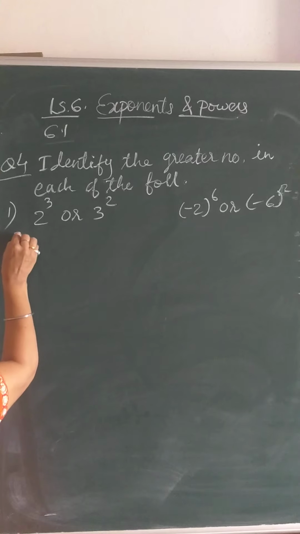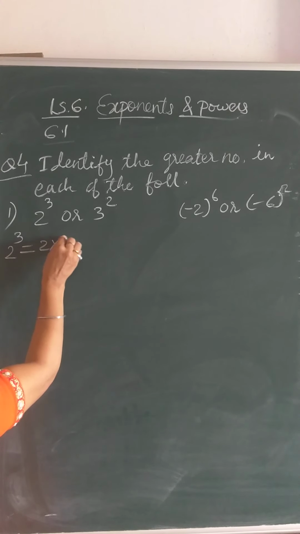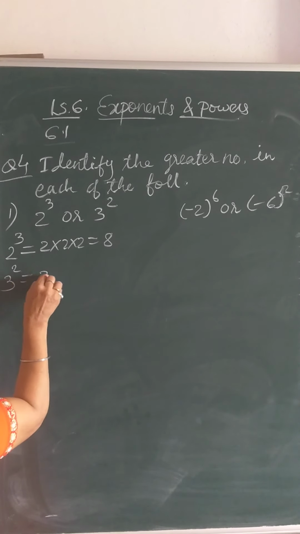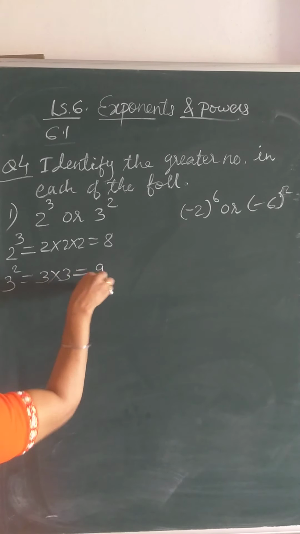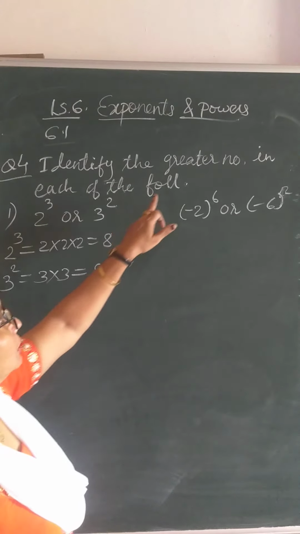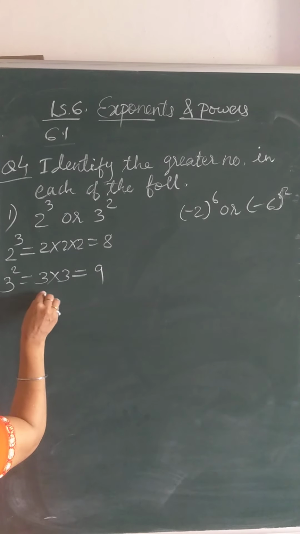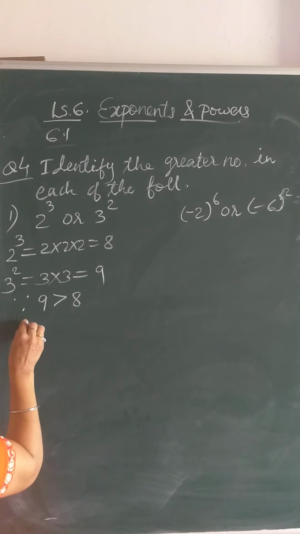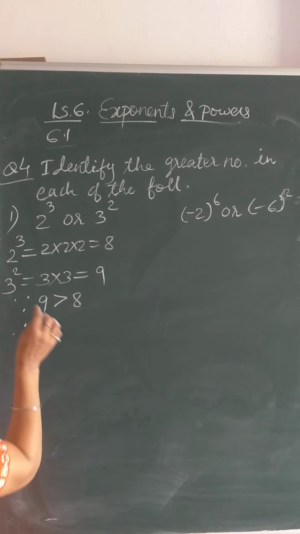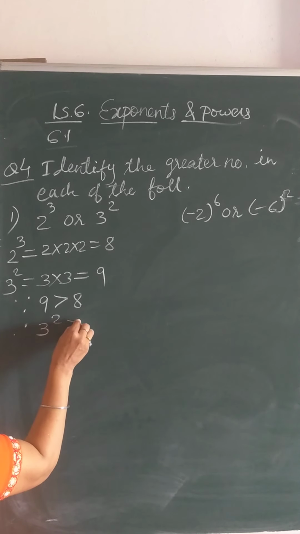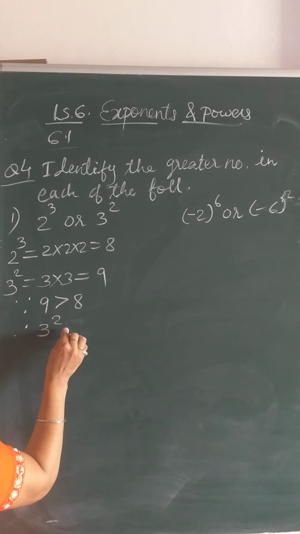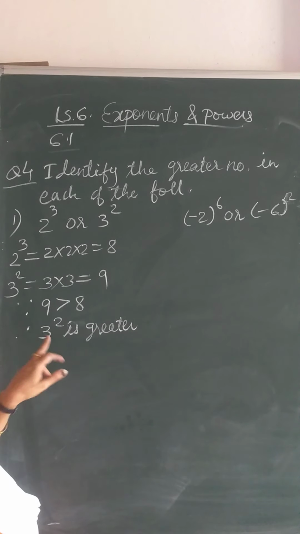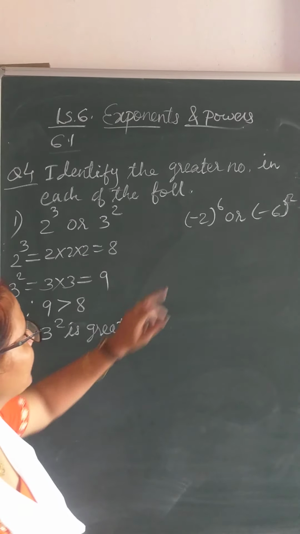So let's simplify. 2 cube means 2 into 2 into 2, that is 8. Now 3 square, 3 into 3 is equal to 9. As we want the greater number, as you can see, this 9 is greater than 8. Since this 9 is greater than 8, this 9 is the value of 3 square, so 3 square is greater. Here 3 square is greater. Now let's see this sum.